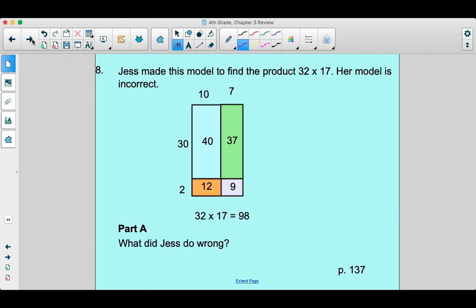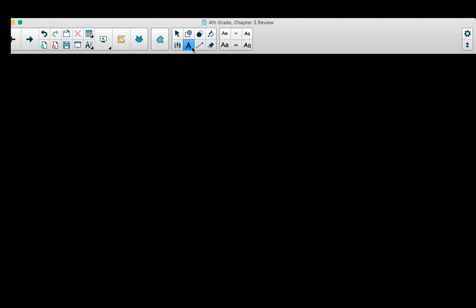All right, page 137. Jess made this model to find the product 32 times 17. Her model is, ooh, it's incorrect. It says so right here. Yowza. Jess needs to check her work. Okay, so what did she do wrong? We've got to find out.